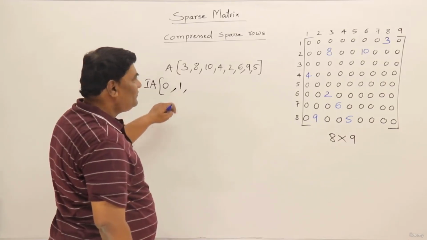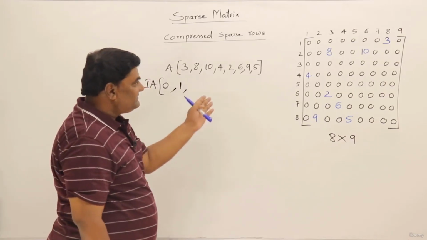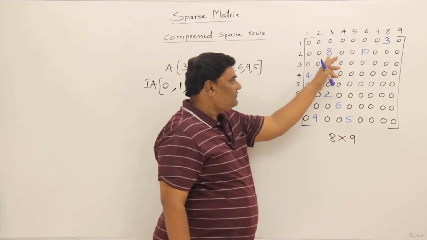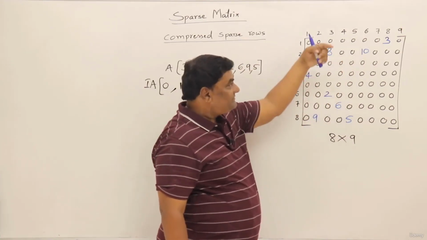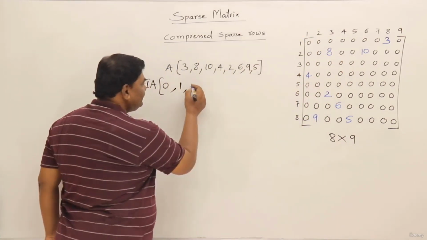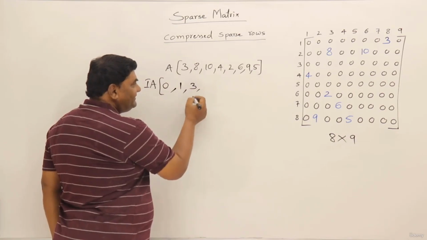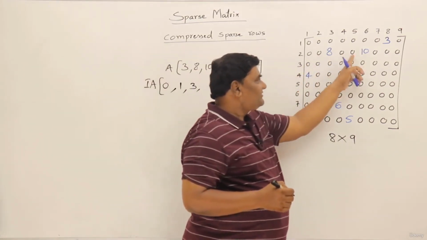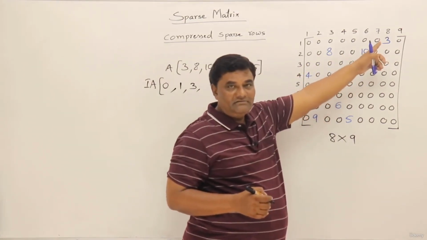First row. This is for row number. Then in the second row, how many elements are there? Second row, 2 elements are there. Then plus 1, that one also. So we'll write 3 here. So this 3 is nothing but 2 elements in the next row plus 1.